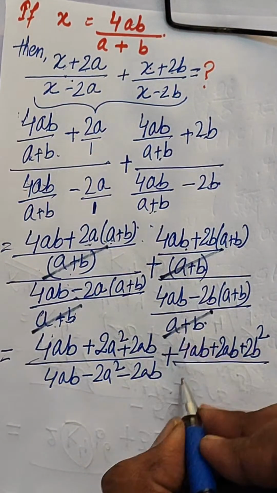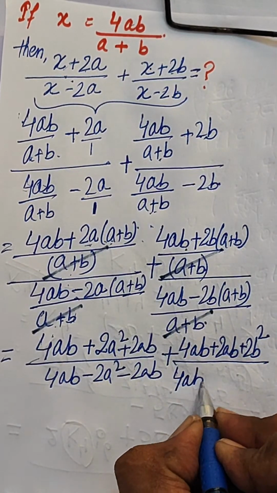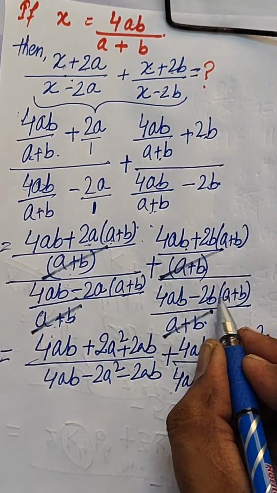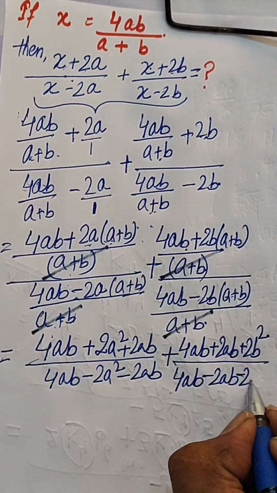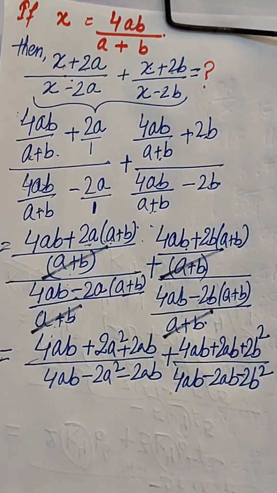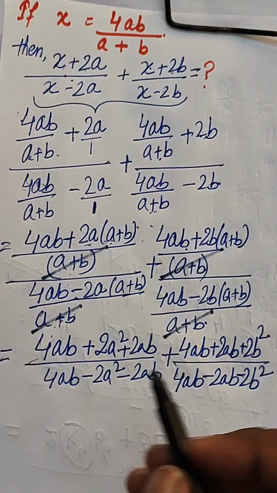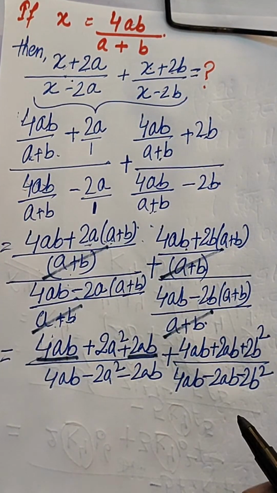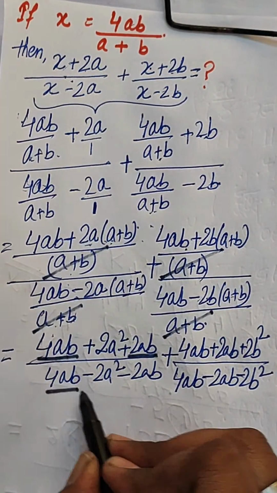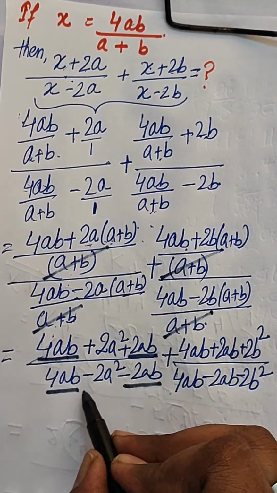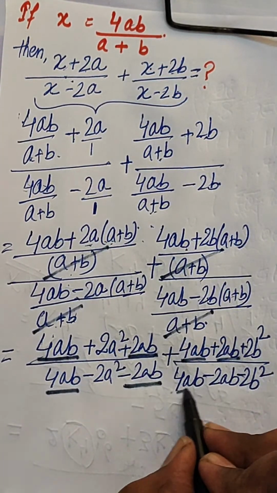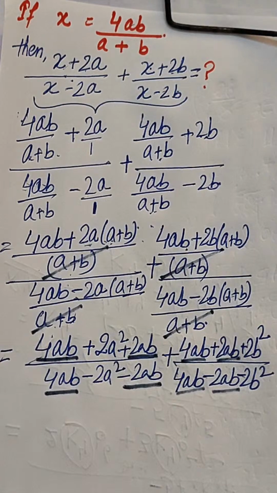divided by 4ab minus 2ab minus 2b square, right? So here you can see the like terms. 4ab and 2ab are like terms. You can add them. Here also 4ab and minus 2ab, you can subtract them. Here also 4ab, 2ab, 4ab, 2ab, right?